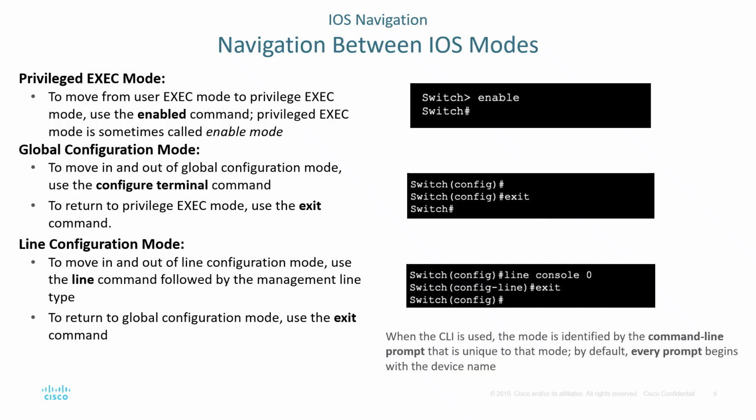Now, to move from one mode to the other. To move from user exec mode to privilege mode, you want to use the enable command. While you're in user mode, you type in the word enable, you hit enter, and you see it change to privilege exec mode. You want to pay attention to this, okay? You want to start watching these configuration modes and watching the prompts change as we go through and we configure. This is what you need to be learning.